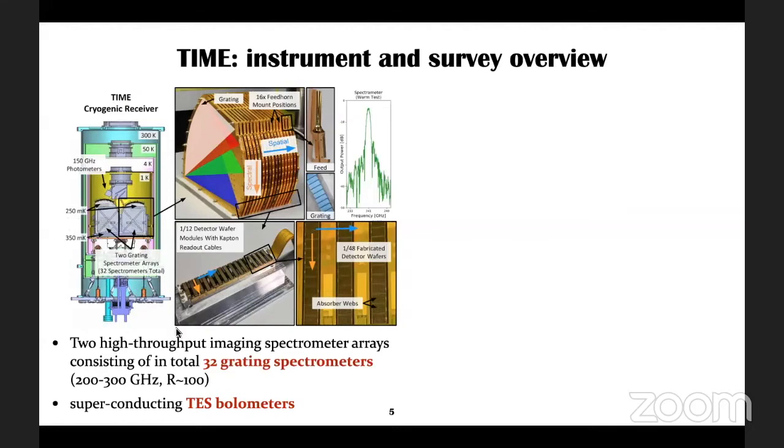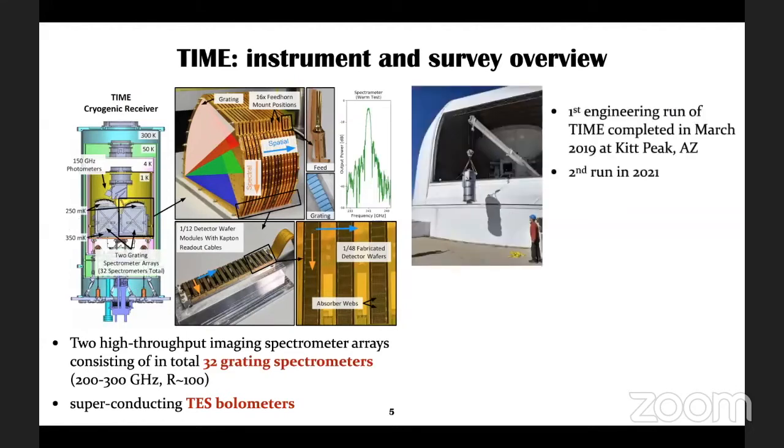The instrument will be installed on a 12-meter ALMA prototype antenna at Kitt Peak. Here, the photo shows the moment when our cryostat was moved into the cabin of the 12-meter telescope during our first engineering run in the winter of 2019.